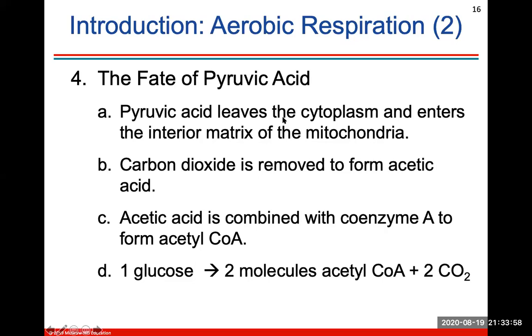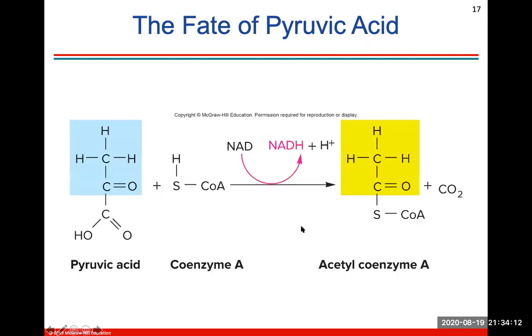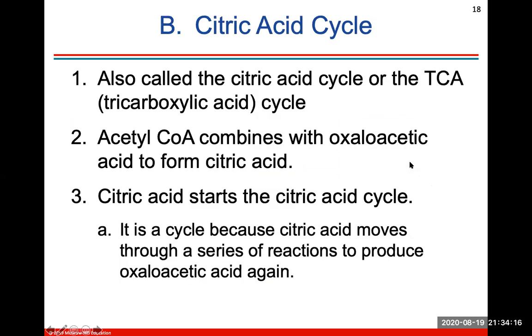The fate of pyruvic acid: basically the 1 glucose molecule is creating 2 pyruvic acids, which will eventually turn into 2 acetyl-CoAs. And acetyl-CoA is what we need, which is shown here for the citric acid cycle. The citric acid cycle, also called TCA, is where acetyl-CoA combines with oxaloacetic acid to form citric acid. And citric acid is what will start the citric acid cycle.